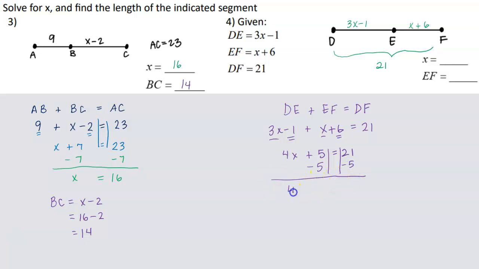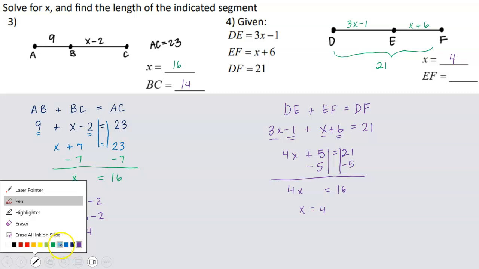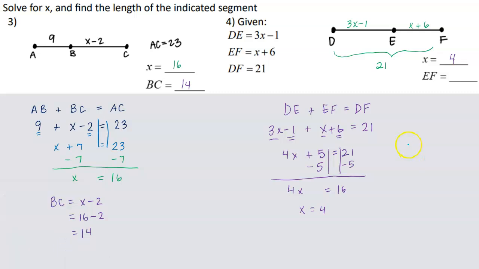So I now have 4x is equal to 16. And the last thing I'm going to do is divide by 4. So x is equal to 4. Now that I know x is equal to 4, I'm going to look at EF. EF is equal to x plus 6. So EF is equal to 4 plus 6, or 10.